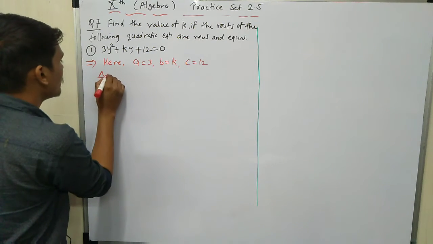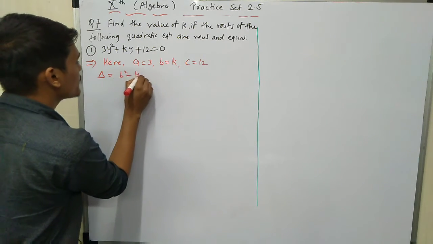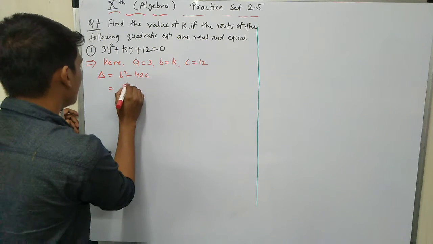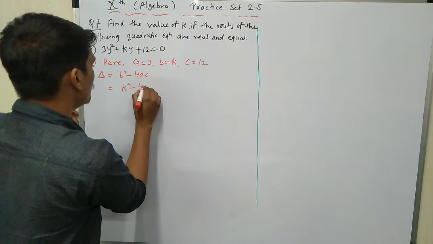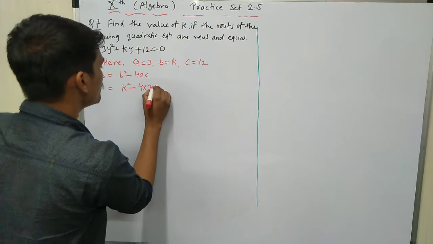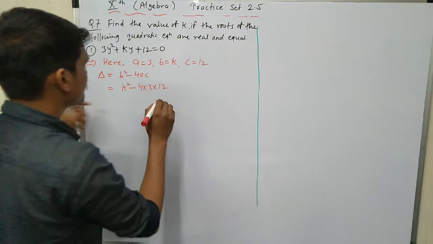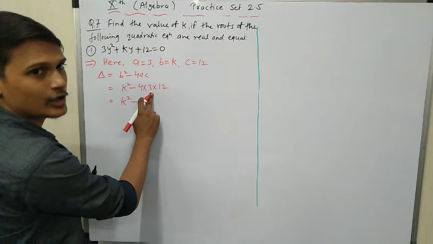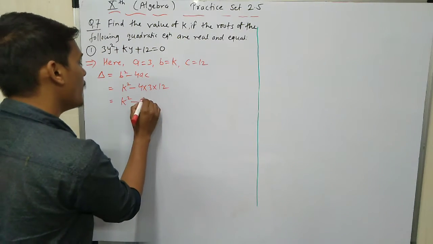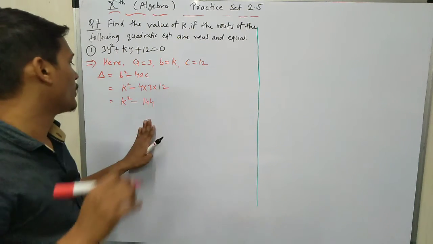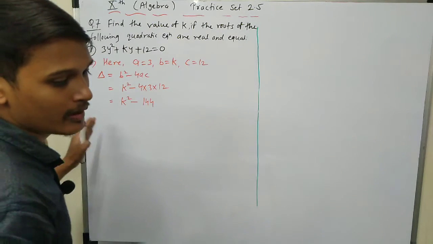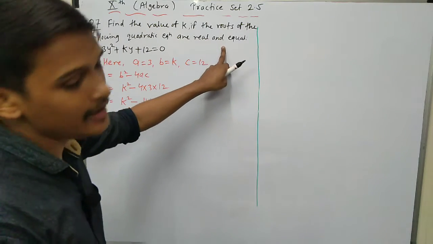Delta is equal to b square minus 4ac. What is the value of b? K. So k square minus 4 into 3 into 12. 4 threes are 12, 12 into 12 is 144. Now the roots are real and equal.